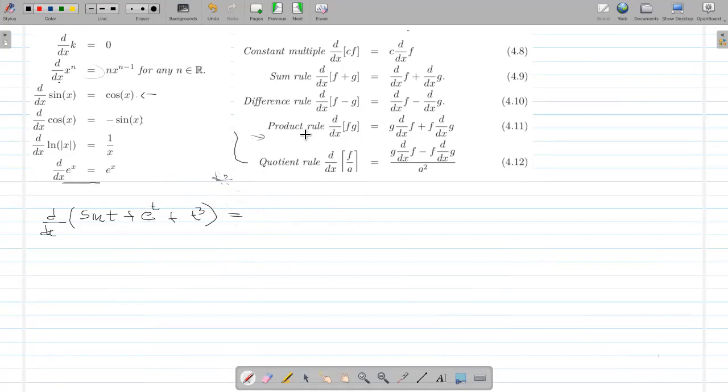So here the sum rule is for two functions. Here I have three functions. But we can still use the sum rule. I can group these two functions together and think of them as one, or I could have grouped these two. It doesn't matter.